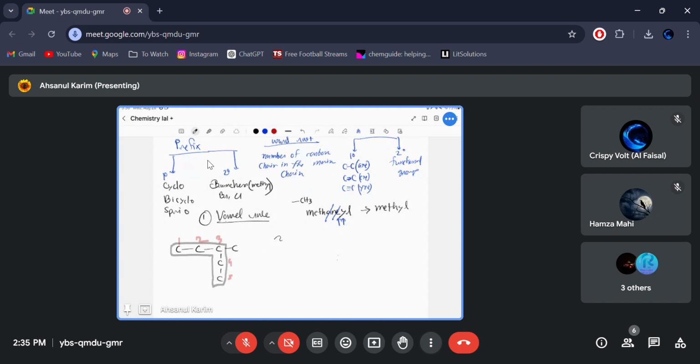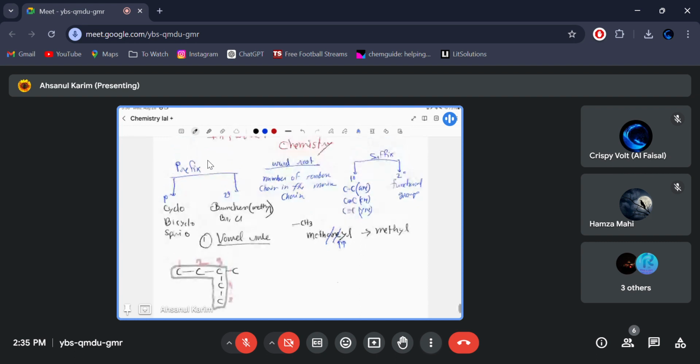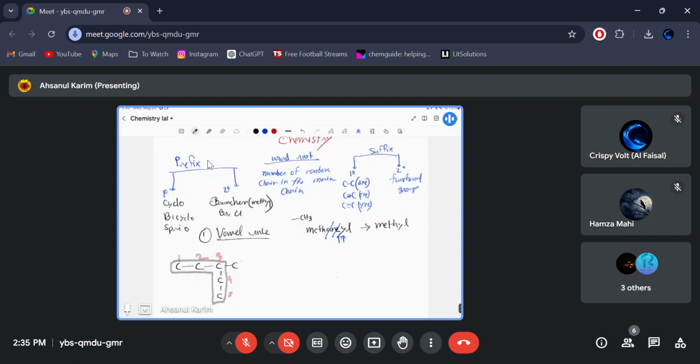Anyone? Pent, right? So first of all, are there any prefixes? Yes, at carbon number 3, correct? Methyl. Which kind of group is it? Methyl, exactly. Ishfaq, are you getting this? Yes, sir. At carbon number 3, I have a methyl group, right? So what will be the naming of this? 3-methyl. I have now used the word root, right?